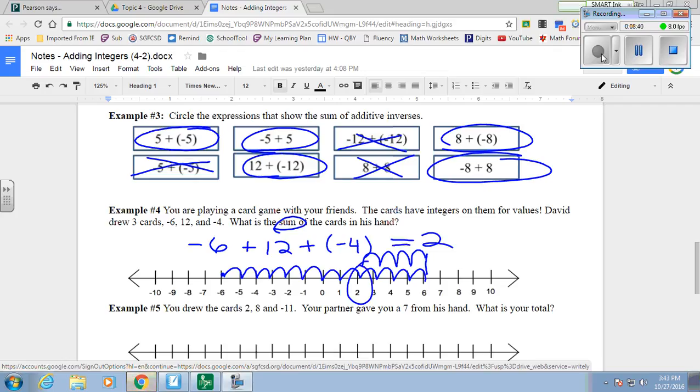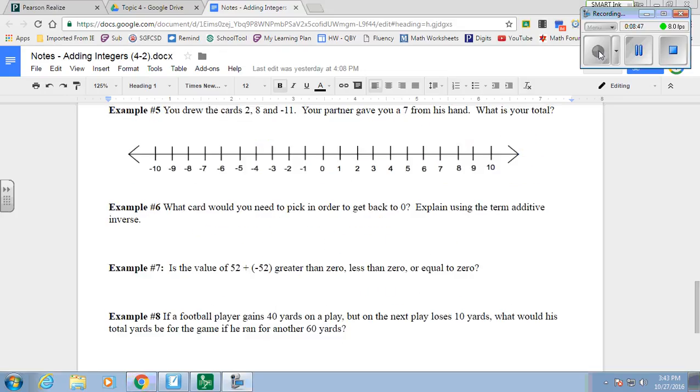Okay, so the purpose of the number lines there is really for you to just have as a reference point right now. Go ahead, look at number 5, pause the video.